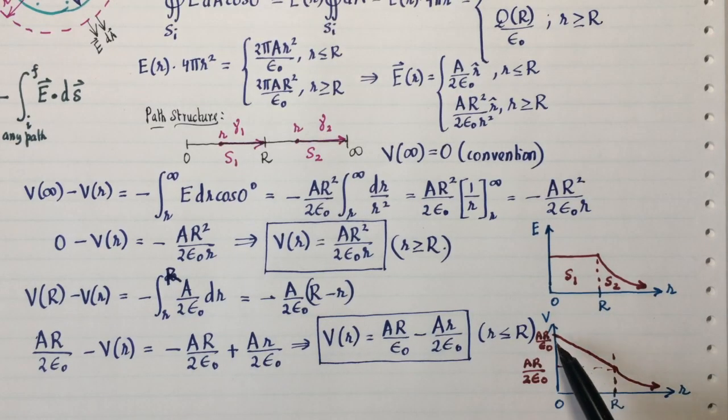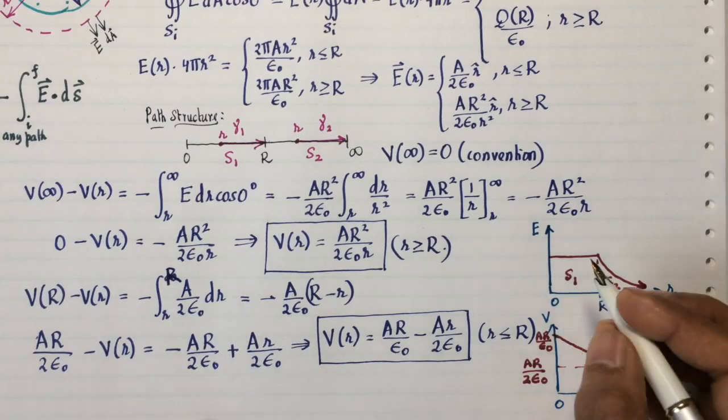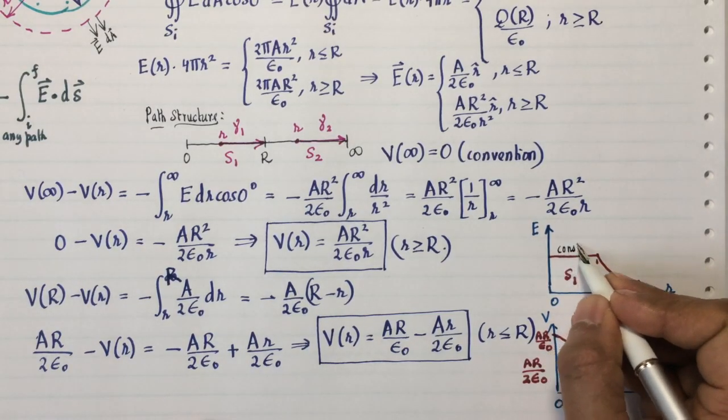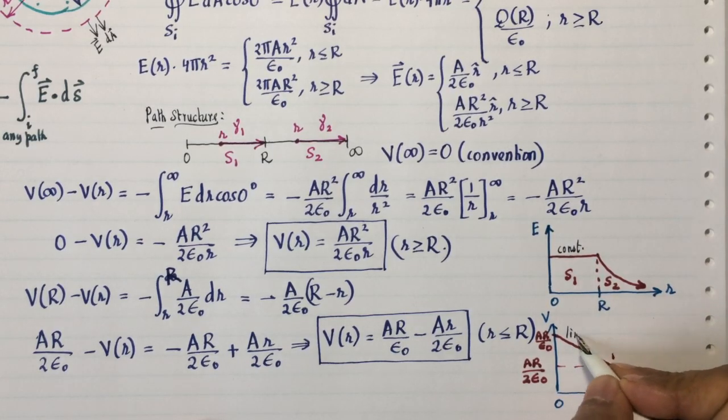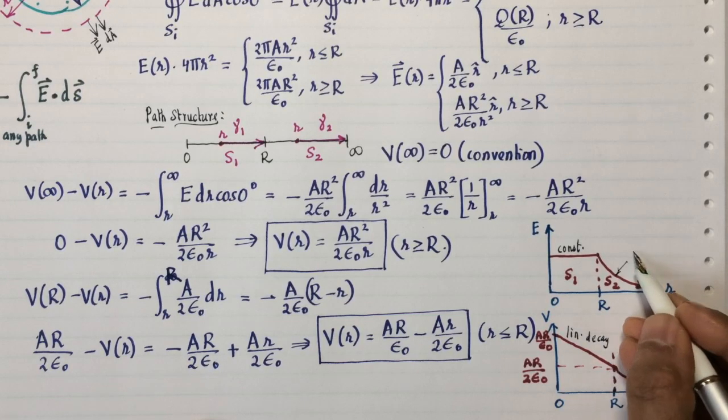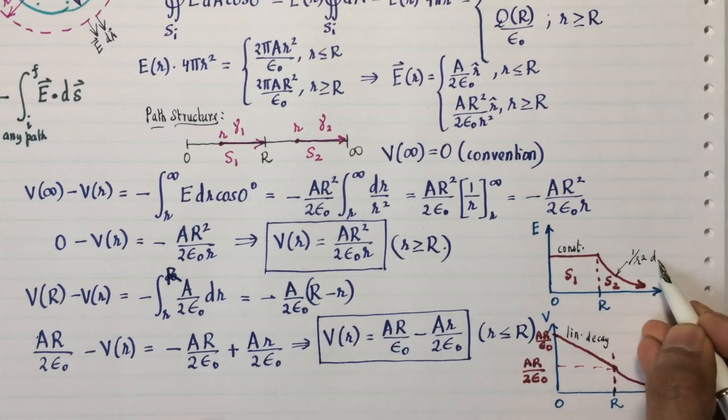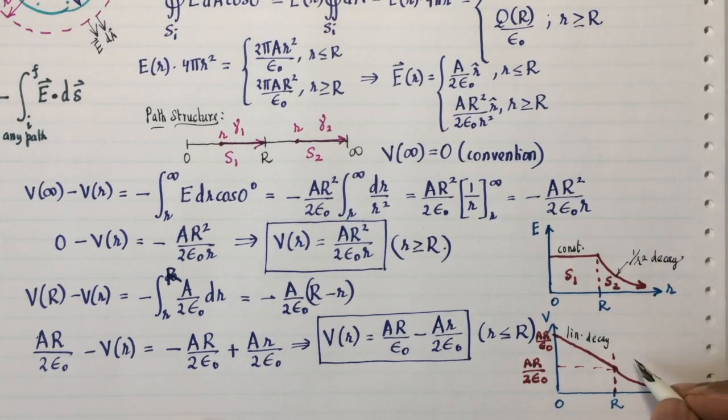So it's a linear decay, and I think it's a good idea to label the trends here. That's constant, and that's a linear decay. That's 1 over r squared decay, and that's 1 over r decay.